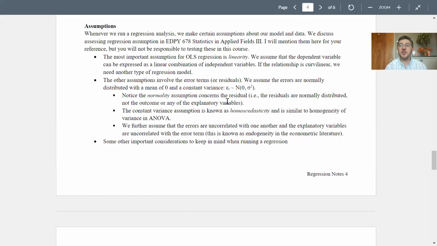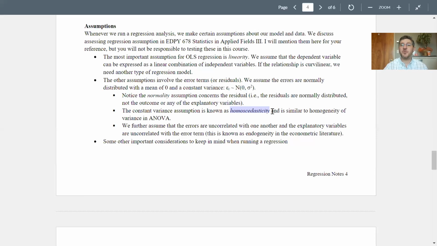And then the rest of the assumptions really have to do with the residuals, or the error terms, in the model. We assume that the residuals are normally distributed with a mean of 0 and a constant variance. That's what we're saying here. The constant variance assumption, you might hear it called homoscedasticity, and it's very similar to the homogeneity of variance assumption in ANOVA.